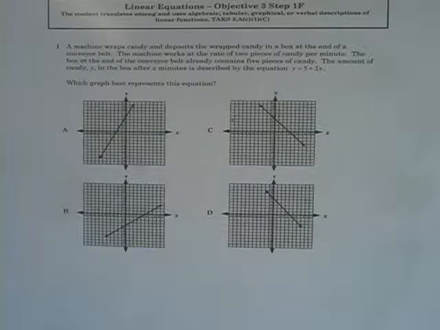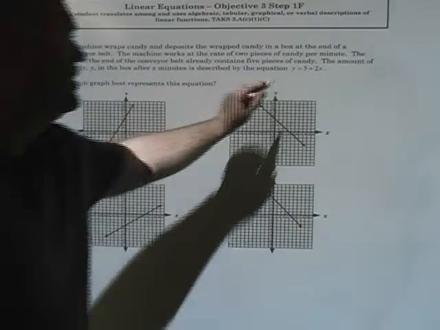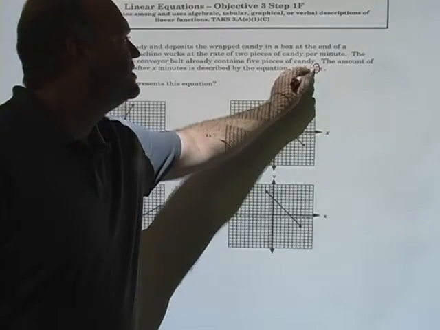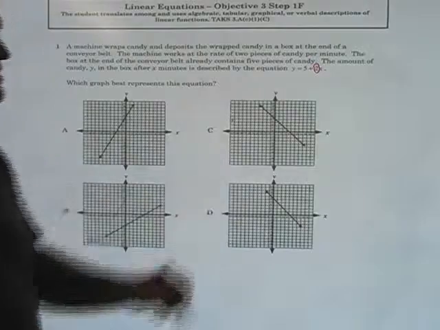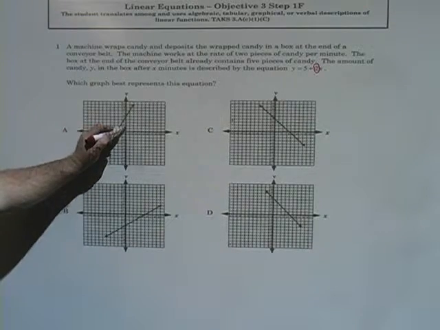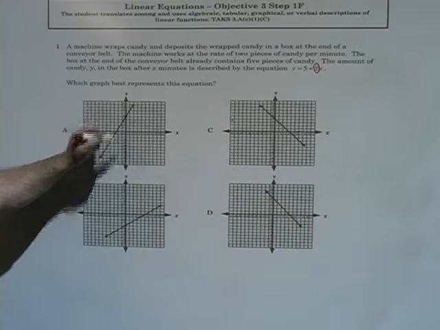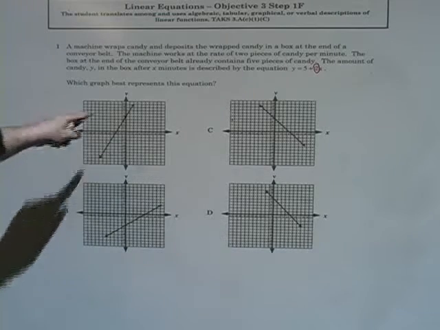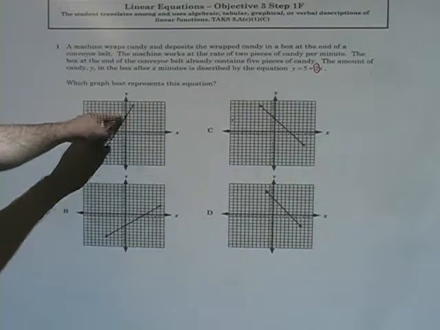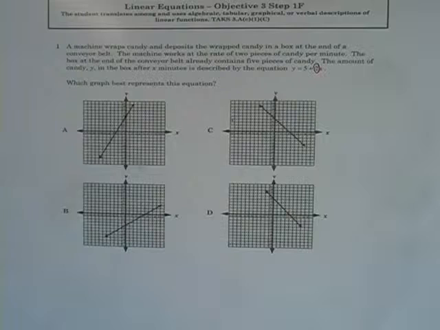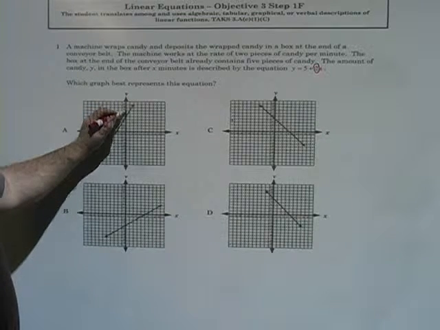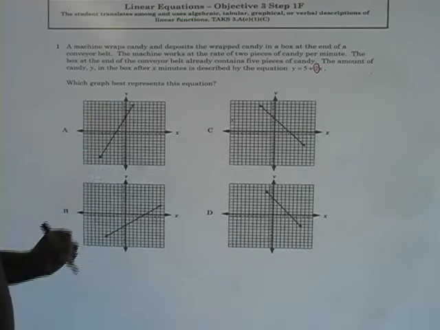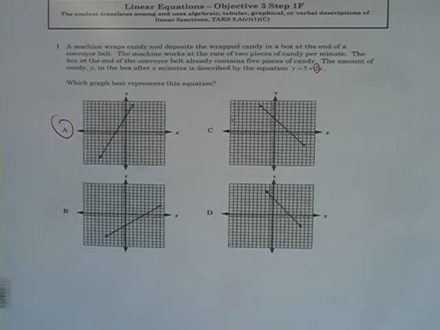It's going to have a positive slope. Slope is +2. That's going to be an upward slope. And the y-intercept is going to be 5. 1, 2, 3, 4, 5. I can see that this has a y-intercept of 5 and it has a positive slope. Slope is 2. It goes up 2 over 1. Okay? That's the answer.